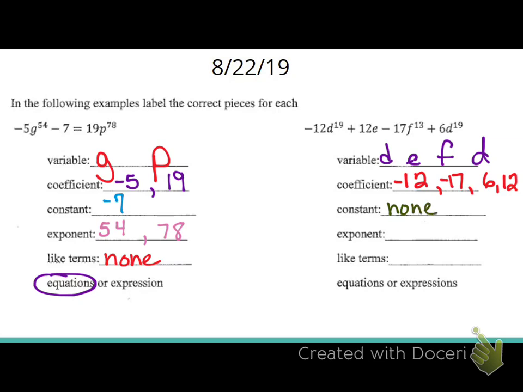Exponent? 19, 13, 19. Okay, so 19, 13, 19. And then do I have any like terms? What are they? Negative 12 D to the 19th and 6 D to the 19th, 13. Good.